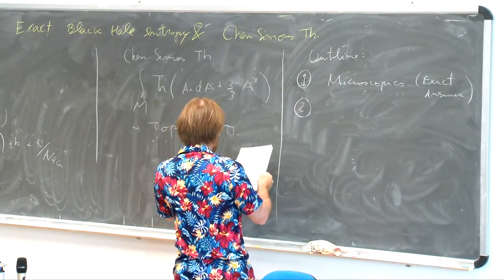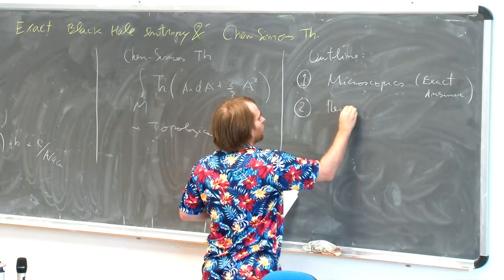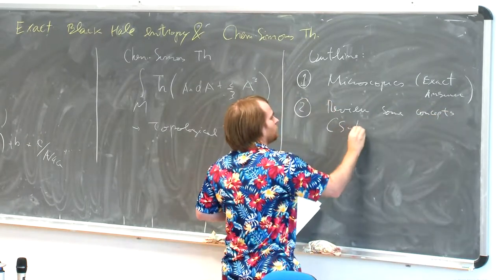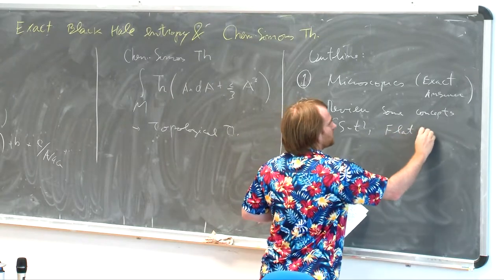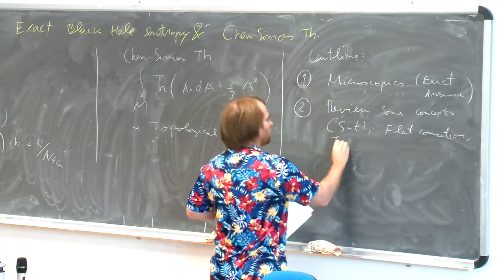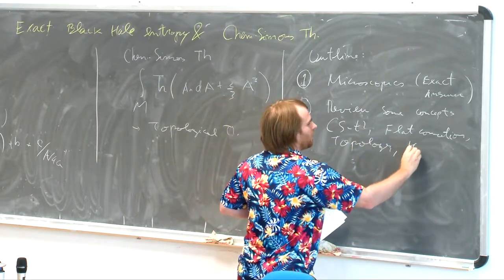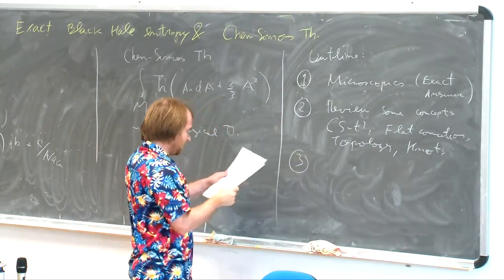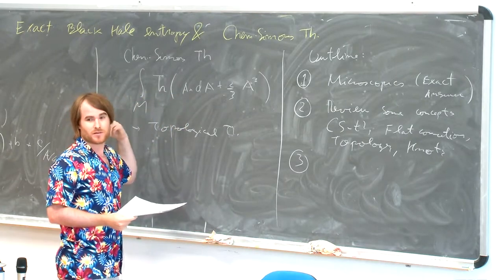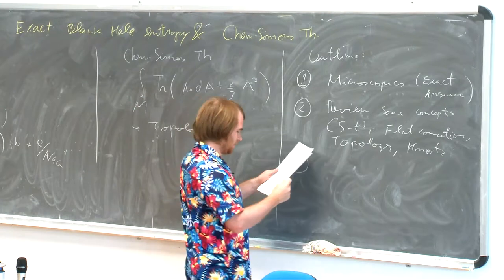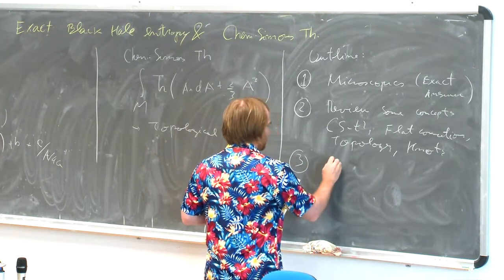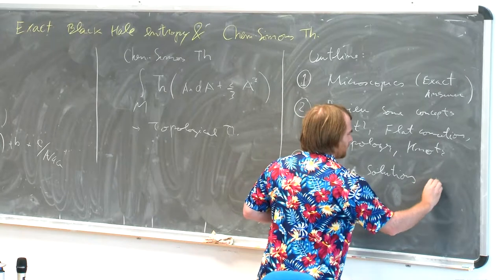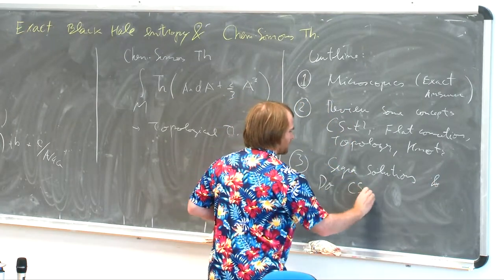In the second part, I will review some concepts of Chern-Simons theory: flat connections, topology, knots, all this story, reviewed very schematically. And in the third part, I'll try to do the computation with Chern-Simons and compare with the exact answer. So I'll basically describe some supergravity solutions and do the Chern-Simons computation.